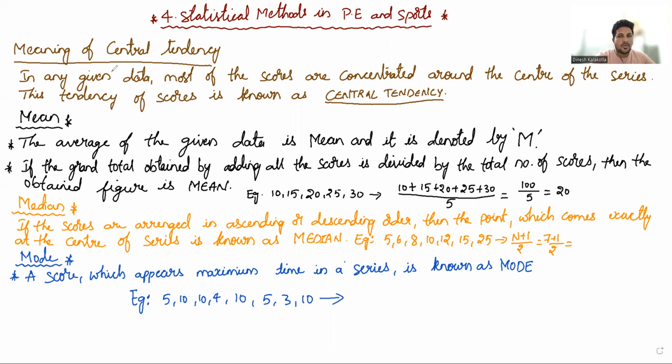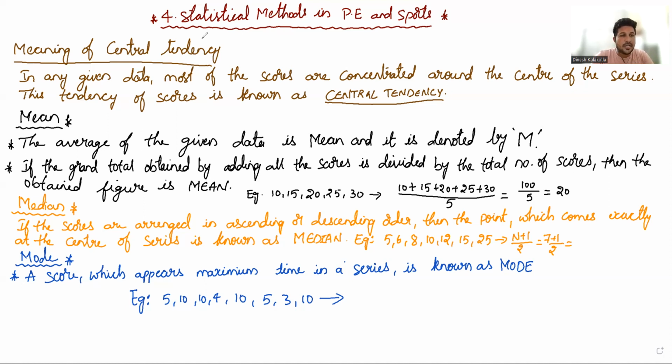First, I'll tell you the meaning of central tendency. To measure the central tendency, we actually use three different tools, which is nothing but mean, median, and mode. So to measure central tendency, we need these three. But first, we need to know what is central tendency. I'll just read it out and explain it.